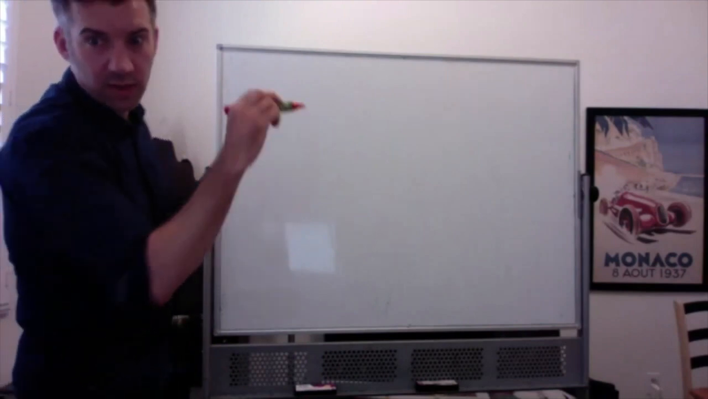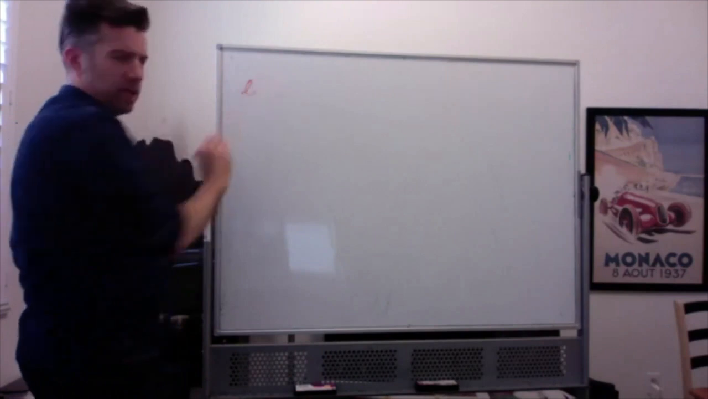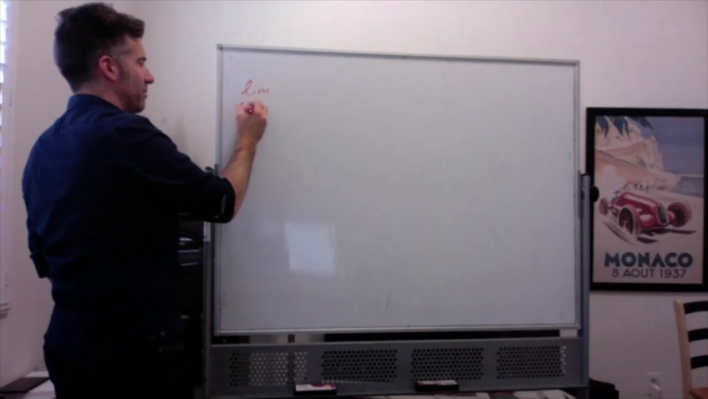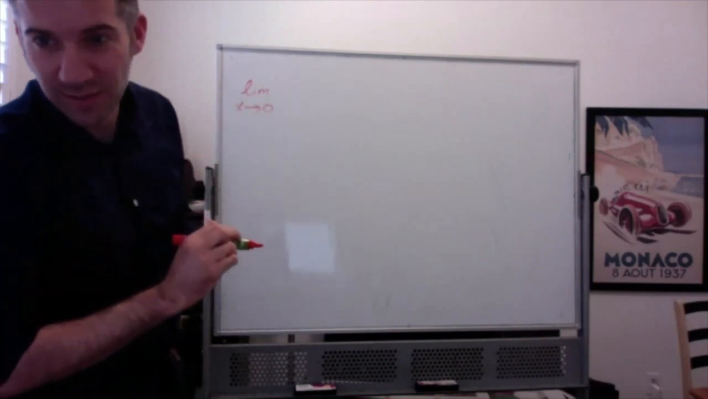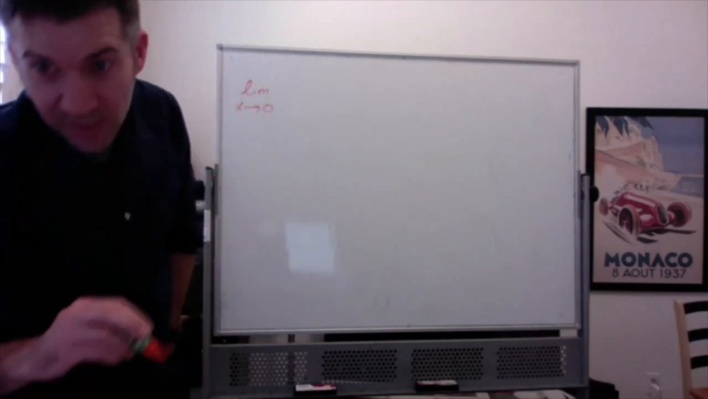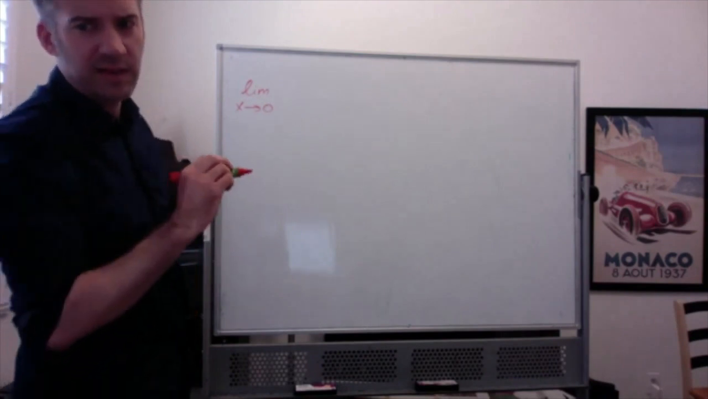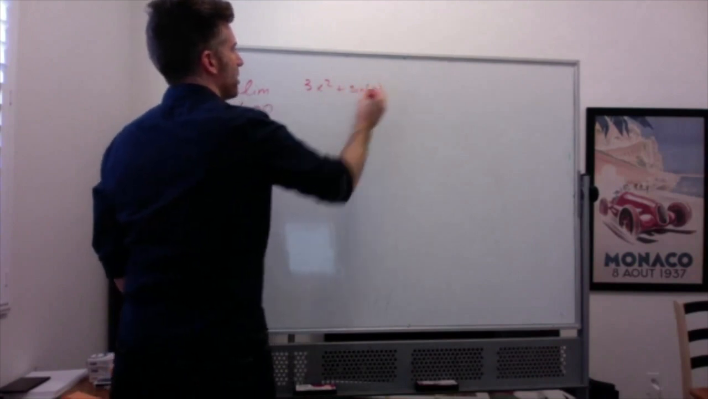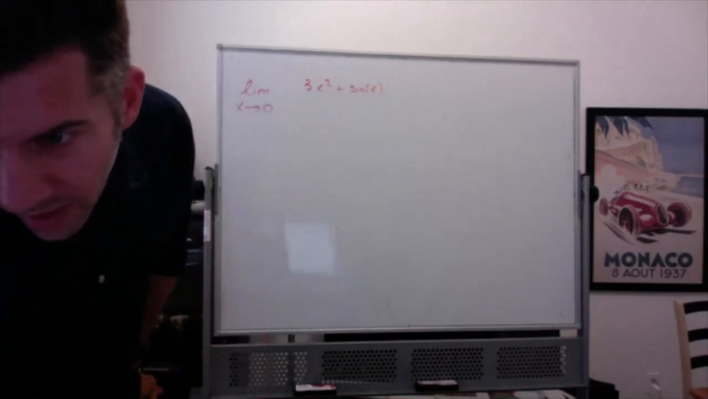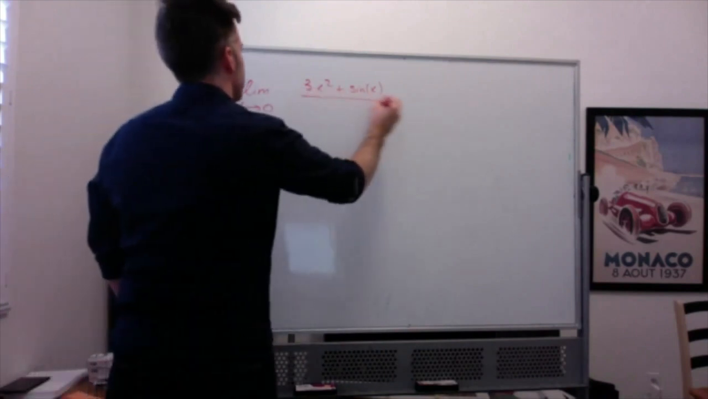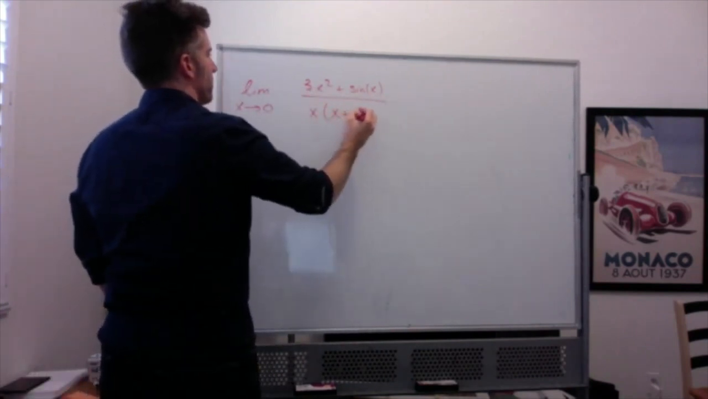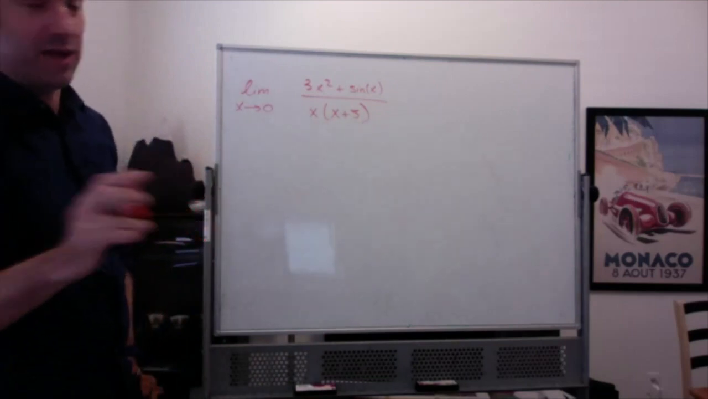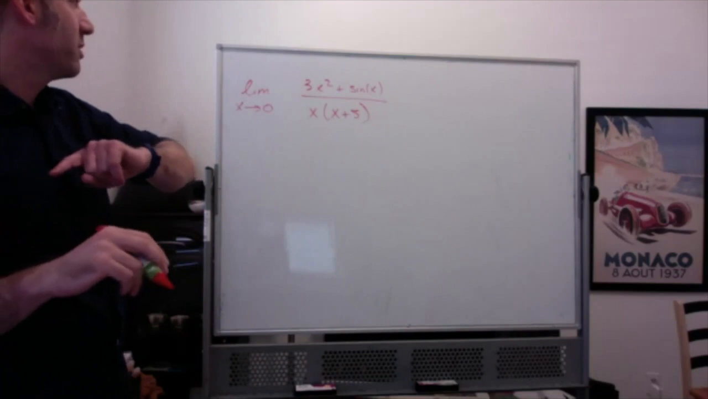So here's the question from Caitlin. Caitlin's message was not private, so I'm not calling her out in any way. Limit as x goes to 0 of 3x squared plus sine of x over x times x plus 5. I'm also going to look at the limit as this one goes to infinity, because I feel like that's the question I would ask. Well, let's look at this first. This is a good question.